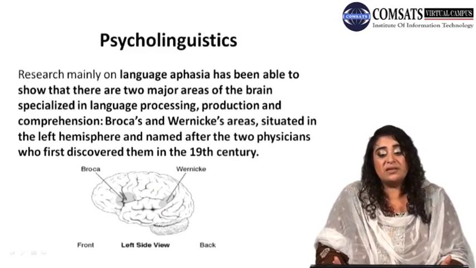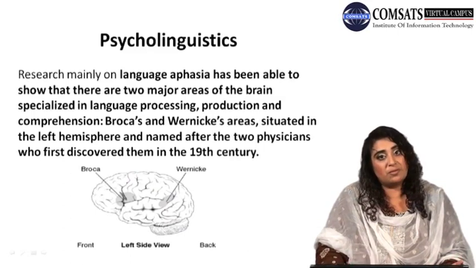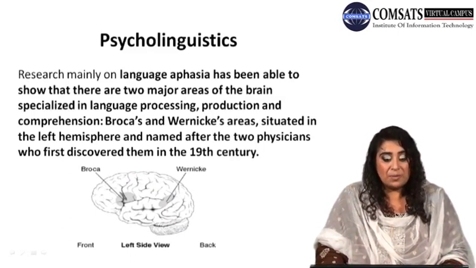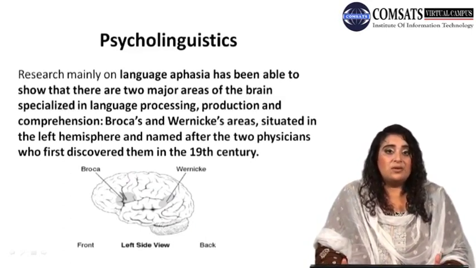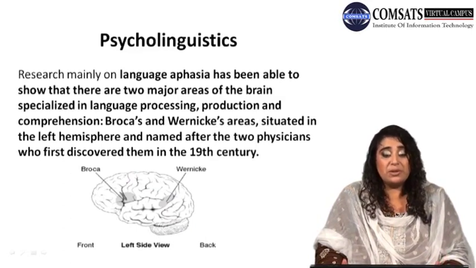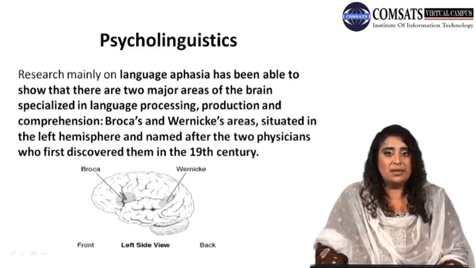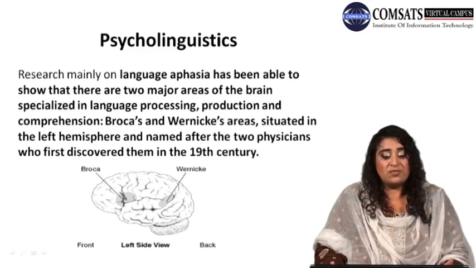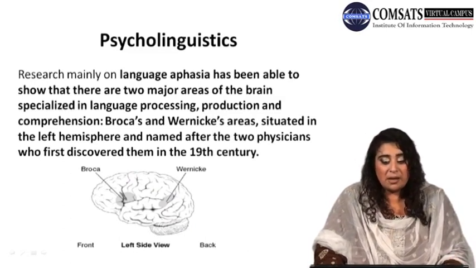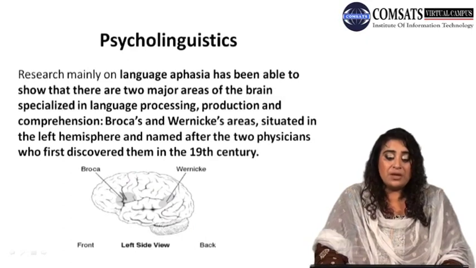Now, research mainly on language aphasia has been able to show that there are two major areas of the brain, two sides of the brain, like I told you before, the front and the back of the brain, which are specialized in language processing. So one is Broca, you can see in the diagram, and one is Wernicke. Broca is in the front side of the brain, and Wernicke is at the back side of the brain. These two play a major role in the connection between language processing and the brain. They are situated in the left hemisphere and named after two physicians. Broca and Wernicke were two physicians, and these two areas were named after them. They first discovered them in the 19th century. They were the people who discovered these two parts to be sensitive in language.